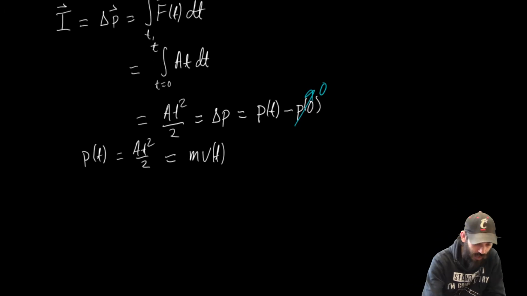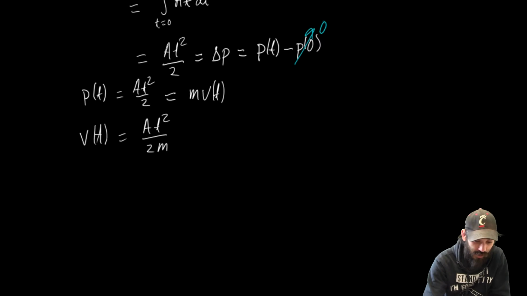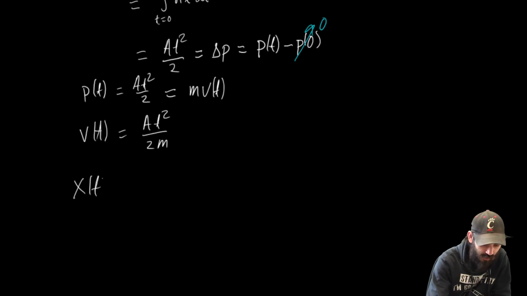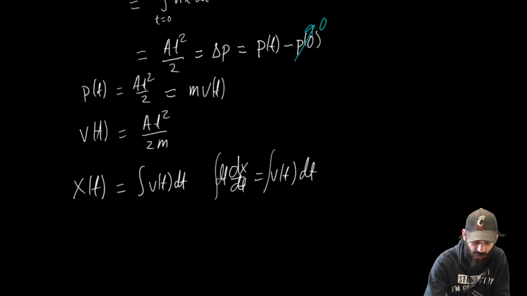And so we could really write our velocity as a function of time to be A t squared divided by 2m. Now, if we want our position as a function of time, we can say x(t) is equal to the integral of v(t) dt, because dx/dt is going to be, by definition, v(t). We multiply both sides by dt and integrate to get our x as a function of time.